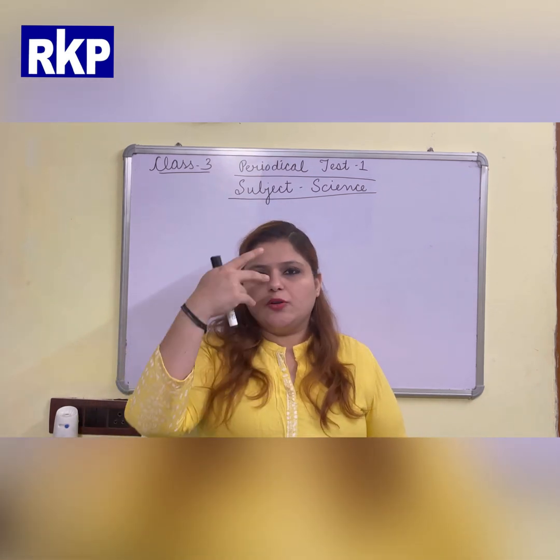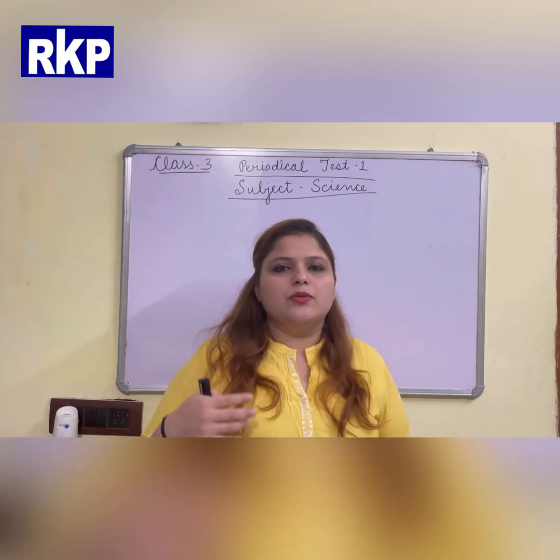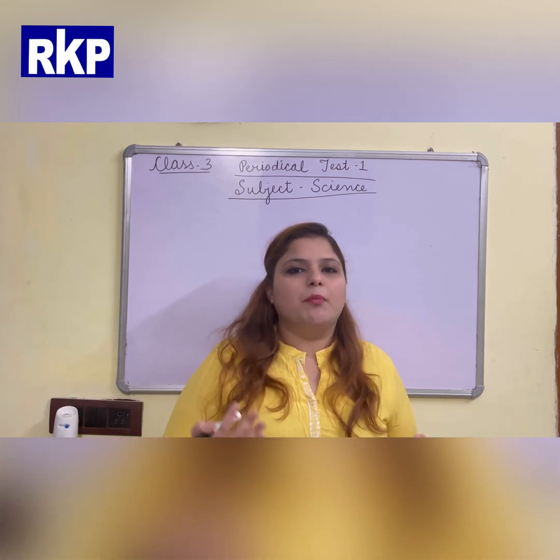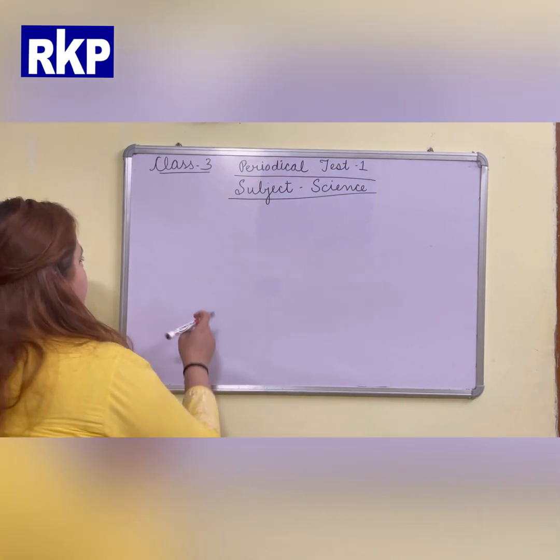First of all, there are two parts of a plant: the root system and the shoot system. In the root system you have to label the roots, and in the shoot system: stem, branch, leaf, flower, bud and fruit. I hope you have all done it very well, and if not, you have to practice it again and again.